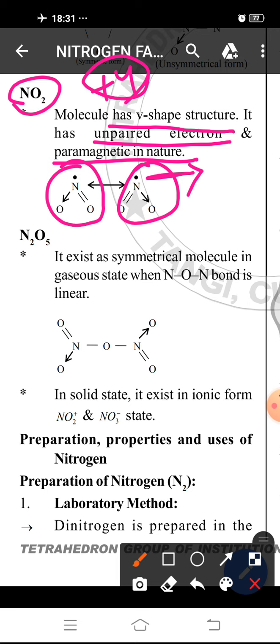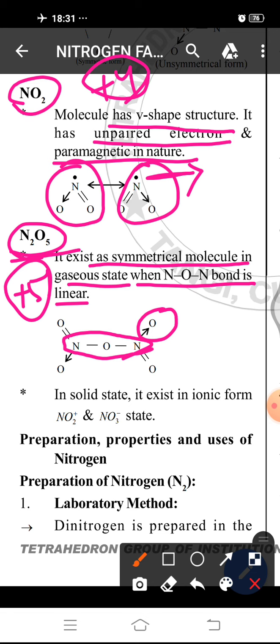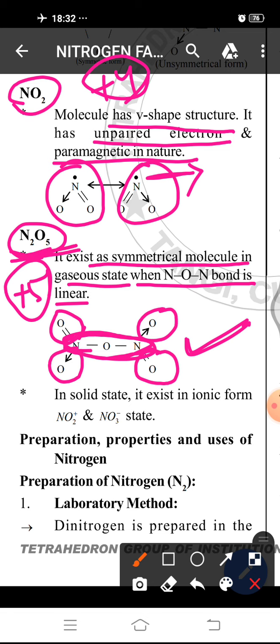Next comes another oxide, N2O5, having oxidation state +5. It exists as a symmetrical molecule in the gaseous state, where the N-O-N bond is linear. One single bond with O is on the upper side, one on the lower side, and one double bond with O is on the upper side, one on the lower side. So in both cases they are symmetrical and the N-O-N bond is linear.